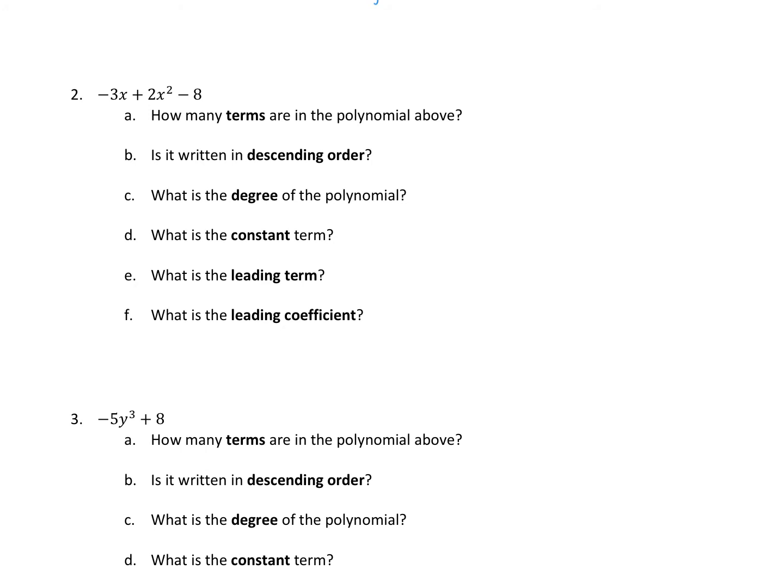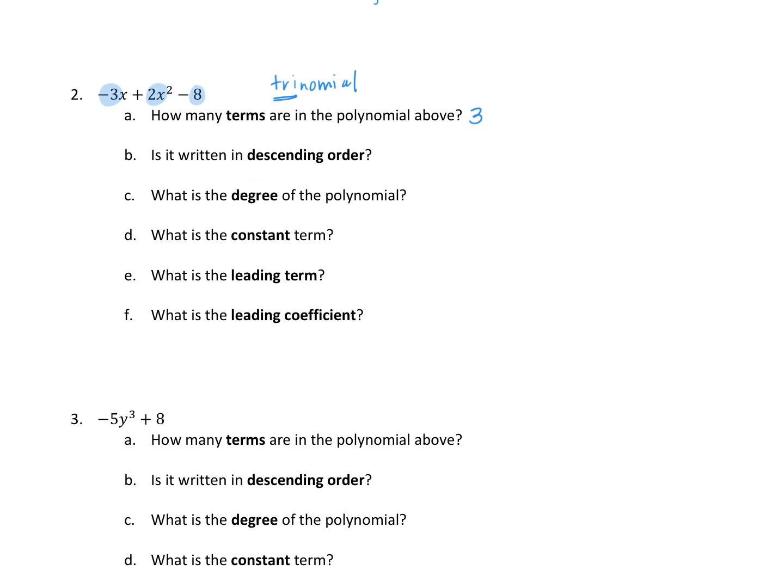Okay, so let's look at number 2. First question, how many terms are in the polynomial above? You can see that there are 1, 2, 3. So 3 terms. A polynomial applies to no matter how many terms you have, but something with 3 terms has a special name. It's called a trinomial. So a 3-term polynomial is called a trinomial. Notice the root word tri for 3.